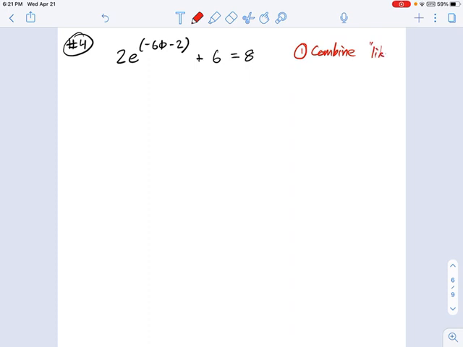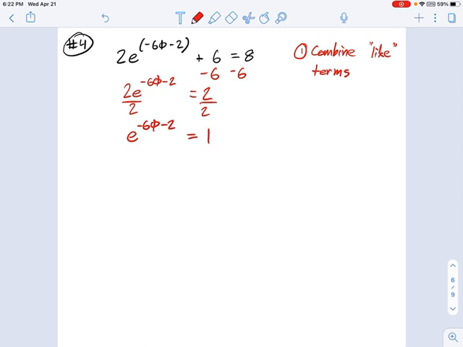And when I say like terms, what I mean is anything that looks similar. So that could be whole numbers. It could be fractions with variables in them. You know, you just get everything to one side. So we subtract 6 on both sides, and we get 2e to the negative 6 phi minus 2 equals 2. And now we divide each side by 2. Okay, so this becomes e to the negative 6 phi minus 2 equals 1.